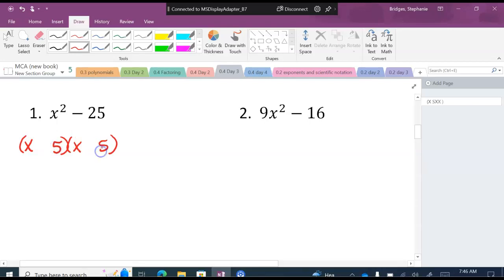And then as far as my signs are concerned, I just do one of each. 1 plus, 1 minus, but the order does not matter. I tend to usually put my plus first. That's just out of habit. It doesn't mean that it's wrong if you put the minus and then the plus.